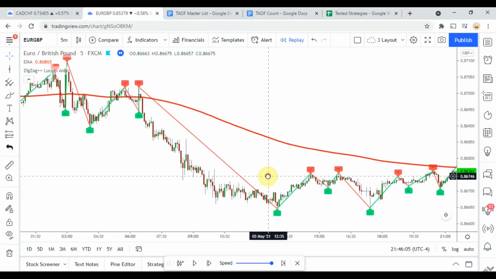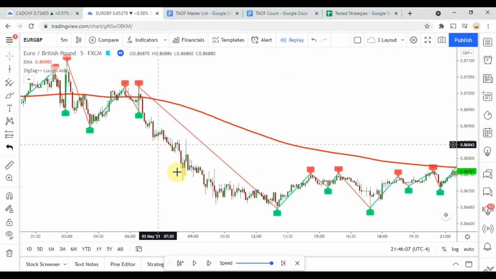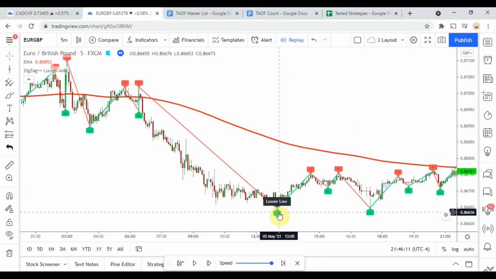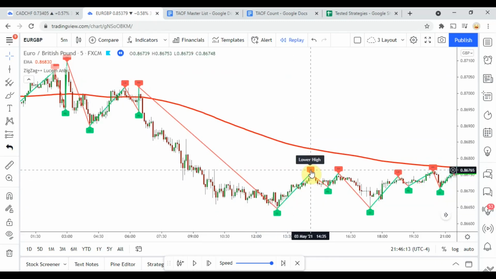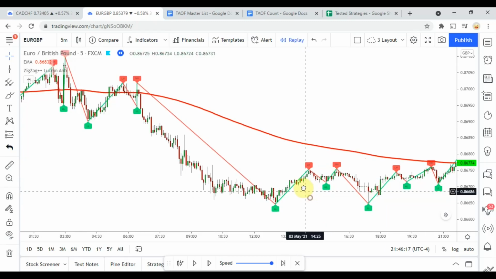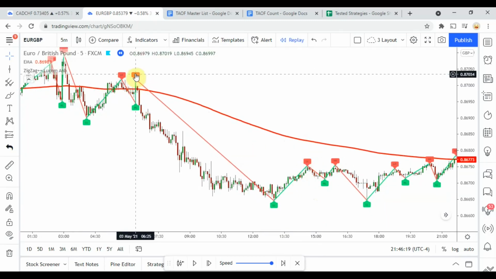If we look over here, in this particular case, we see that there's a higher high. It comes down, creates a lower low, comes up, creates this lower high right here. So this is similar to the criteria that we're looking for. But in this case, when it created this higher high, it actually created it above the EMA.